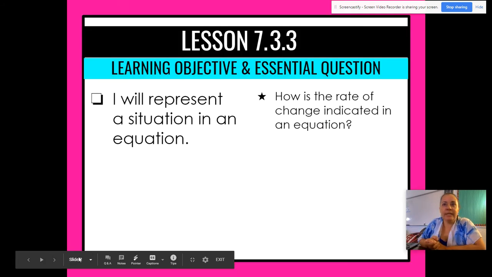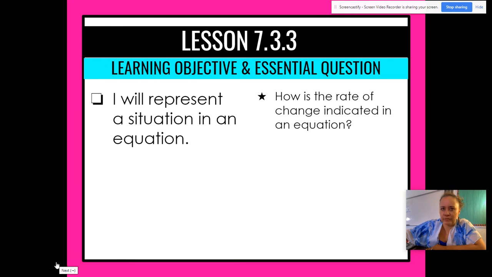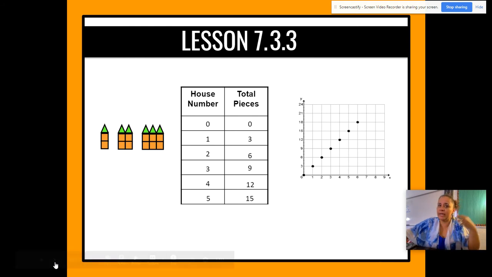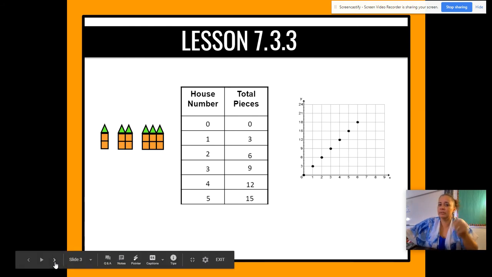I will represent a situation in an equation. That's our objective. So we're going to want to look at where do we see that rate of change, that constant rate of change in the equation. All right, so let's kind of refresh. We started by building a house, right? We had house number 0 had 0 pieces. Then we went to house number 1 and it had 3 pieces. Now we even graphed that relationship and we saw what our graph looked like as well.